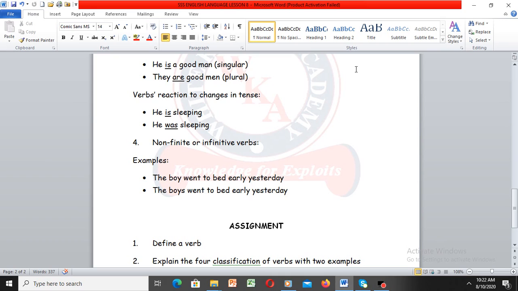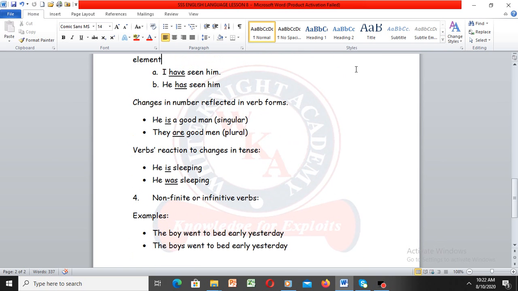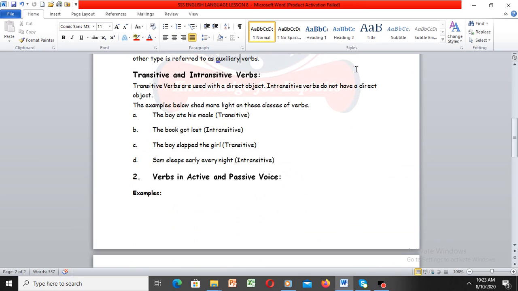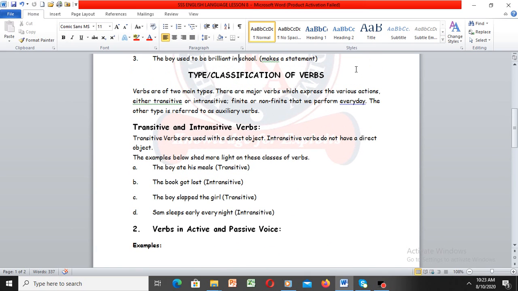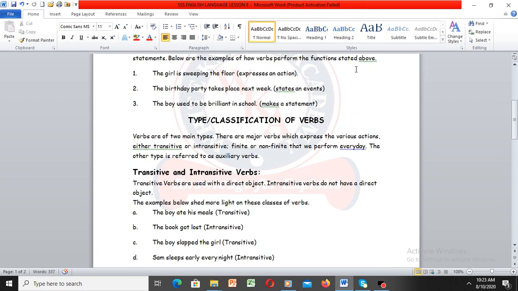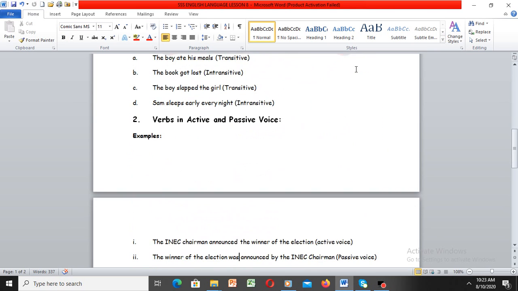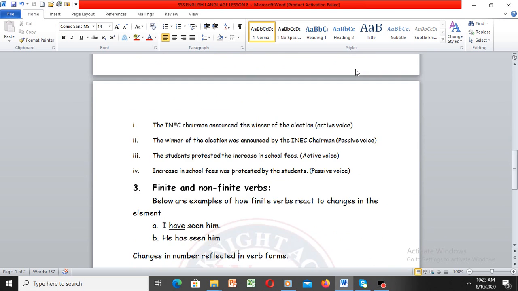Alright, by this, we want to say bye for today. But before then, let's just have a recap of the lesson of today. So far, so good. We have been able to discuss verbs. We've seen the meaning of a verb. We've also discussed types or classification of verbs.